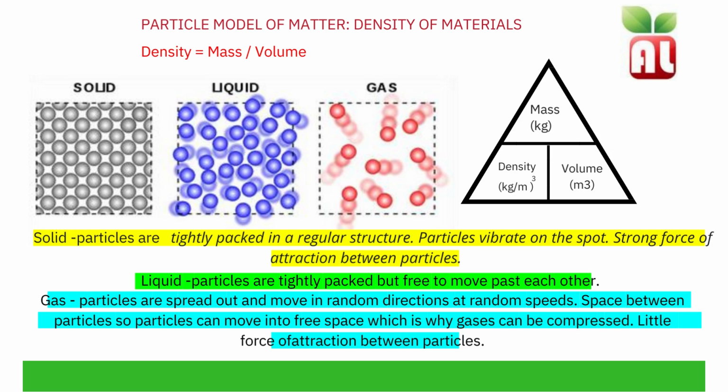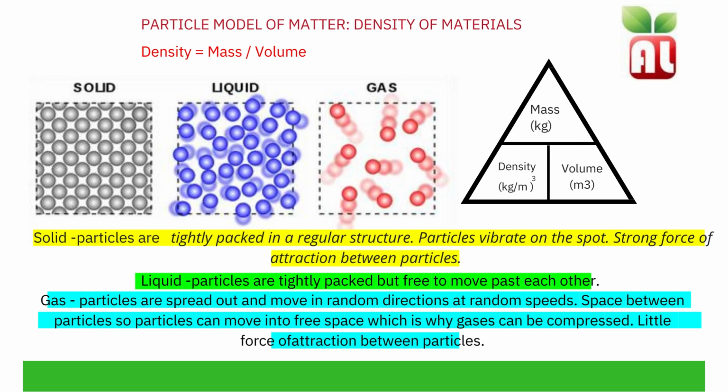In a liquid, the particles are tightly packed but free to move past each other. This explains why liquids can be poured and that they can flow. In gases, particles are spread out and move in random directions at random speeds. There is space between the particles, so the particles can move into free space, which explains why gases can be compressed. There is little force of attraction between the particles.